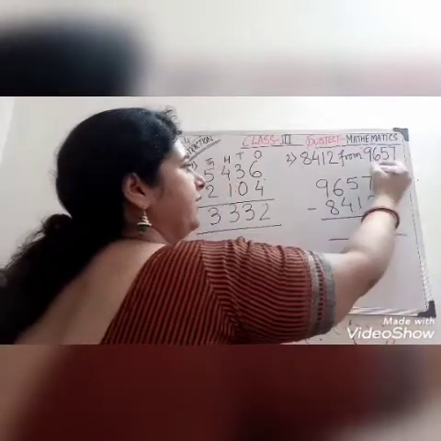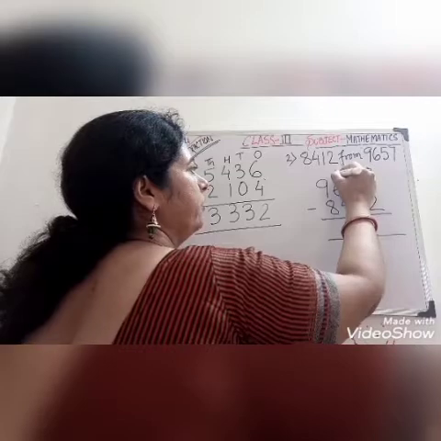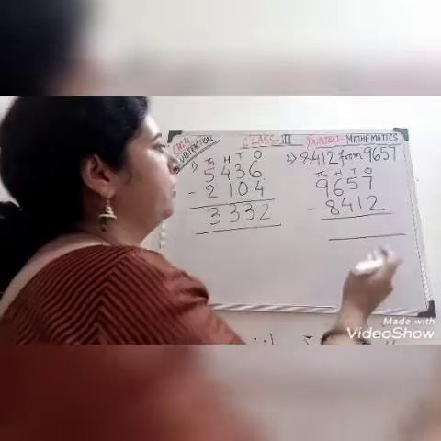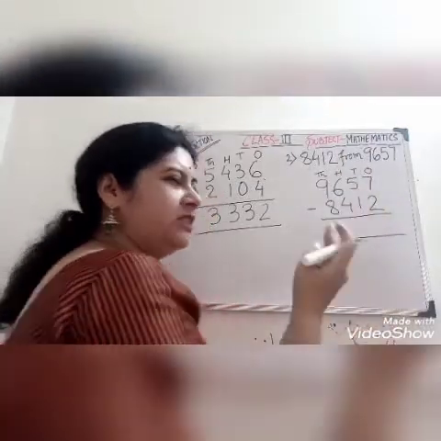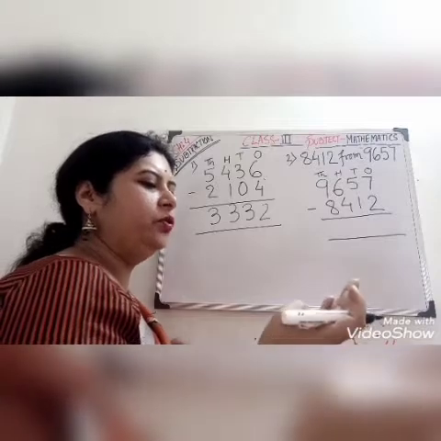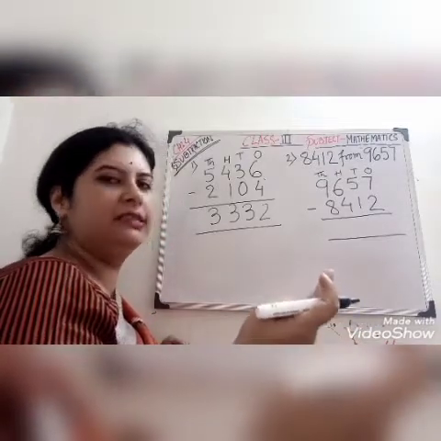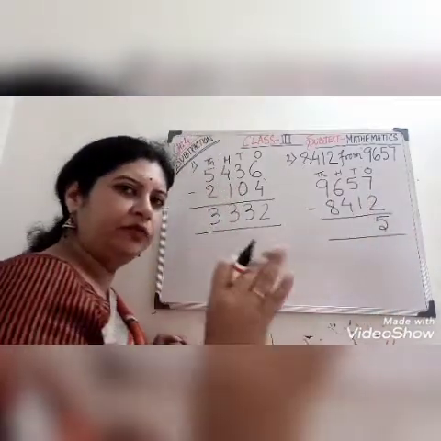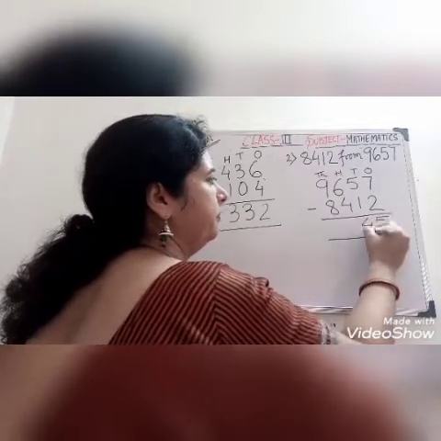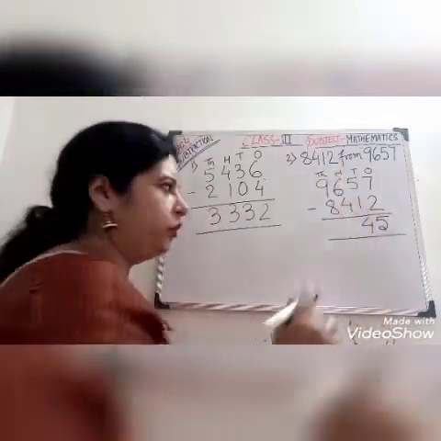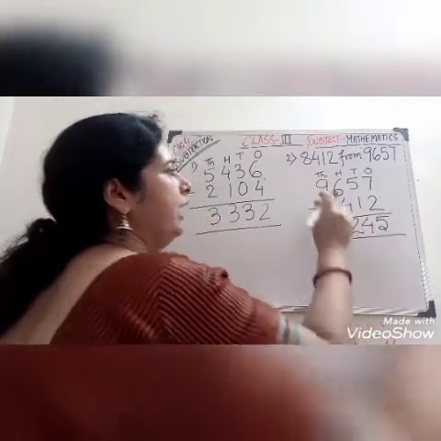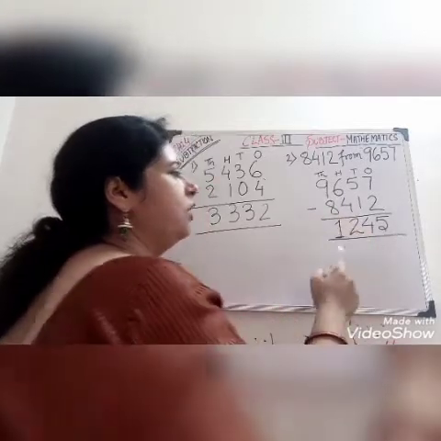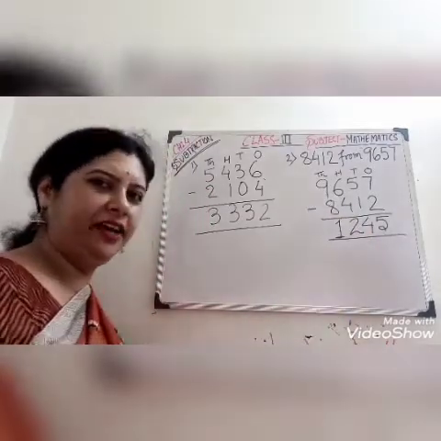Okay. Always write ones, tens, hundreds, thousands. Clear? Now we start from ones place. 2 from 7, subtract it. After 2, 3, 4, 5, 6, 7. So answer is 5. Next, from 5 subtract 1, it means 4. Next, from 6 subtract 4, it means 2. And from 9 subtract 8, it means 1. So our answer is 1245. Clear, children?